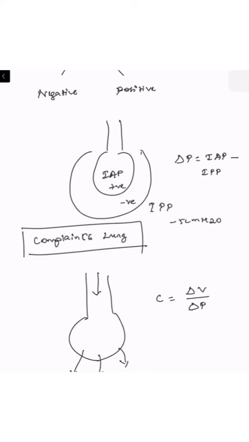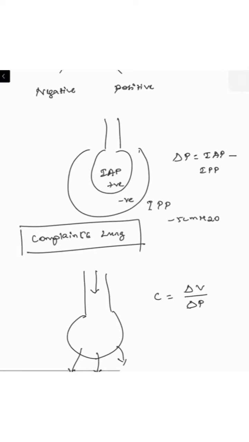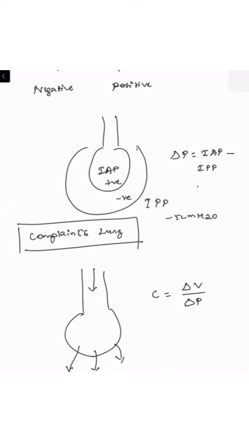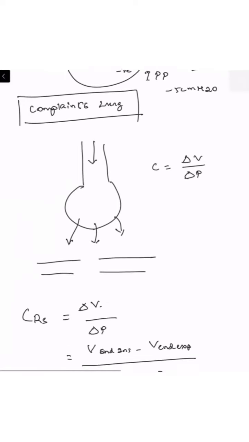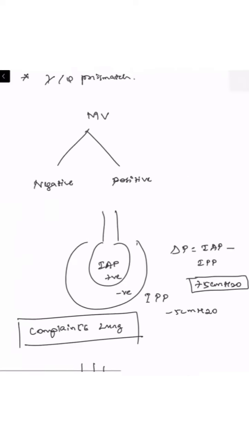So normally the delta pressure that determines the compliance of the lung is almost +5 centimeter of water. This is because the lung compliance is improved by increasing the negative intrapleural pressure or by increasing the positive intra-alveolar pressure. So we can increase the lung compliance in two ways: either we can increase the negative pressure in the pleural cavity or we can increase the positive pressure in the alveoli. This is the basis of positive and negative pressure mechanical ventilation.